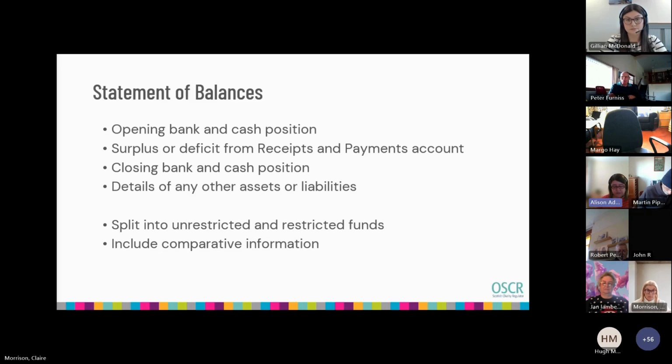As with the statement of receipts and payments, the statement of balances must also distinguish between restricted, unrestricted, and endowment funds held by the charity. Comparative year information is also required on the statement of balances. This provides a check that the closing bank and cash balance from the previous year has been carried forward correctly to the current financial year, and it will help to identify any errors in the accounts.